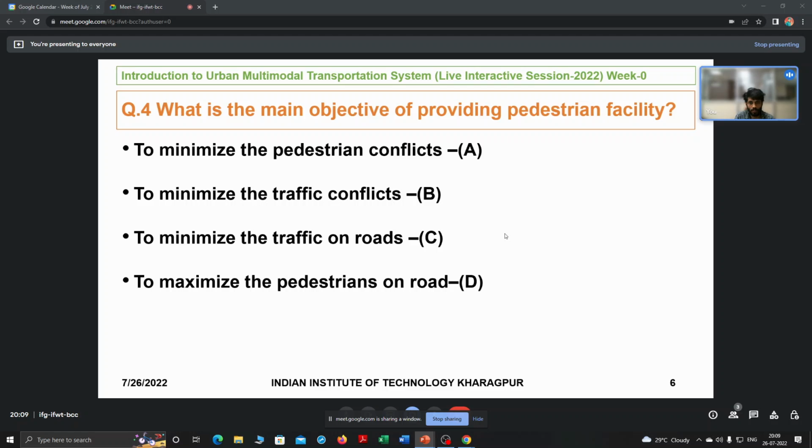It is about safety. Pedestrians should feel safe while crossing a road or while going along the road. Suppose you don't segregate your traffic and your pedestrians, then pedestrians will fear going on the road, because of the obvious reasons. If it is an urban arterial road and you don't have sufficient pedestrian facility along the road, then pedestrians would feel unsafe, right? So the main objective is to minimize the pedestrian conflicts.